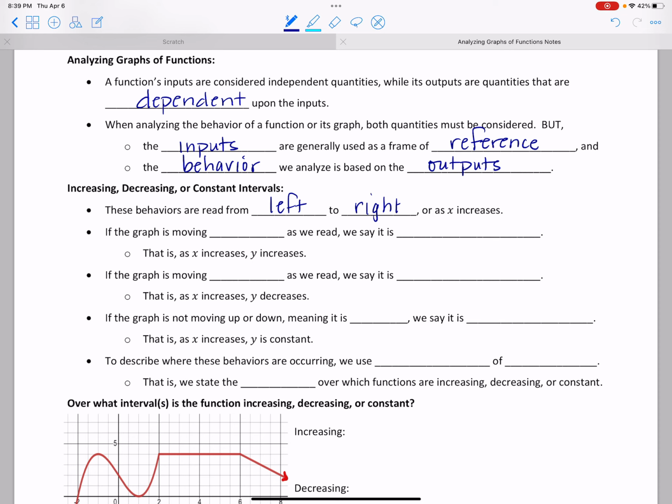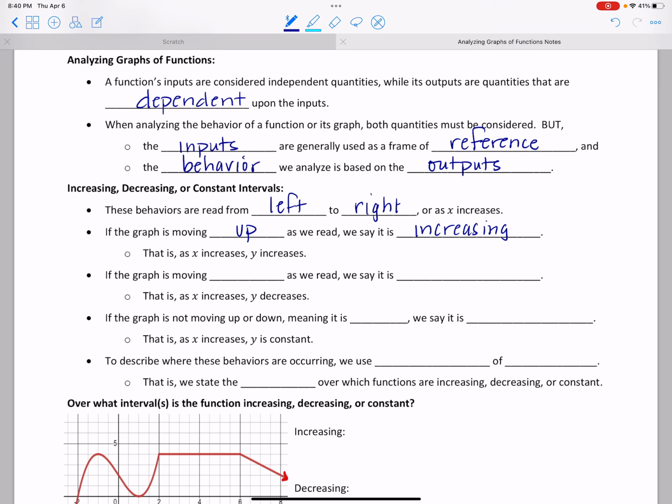So as x is increasing, what is happening to our y's? Are they increasing? Are they decreasing? Are they constant? So if we're reading from left to right, if we're reading as x increases and the graph is moving up, that means it is increasing. So I think that's generally how, conceptually you learn about this. We say, oh, the graph is moving up from left to right. We say it's increasing, and that's still true.